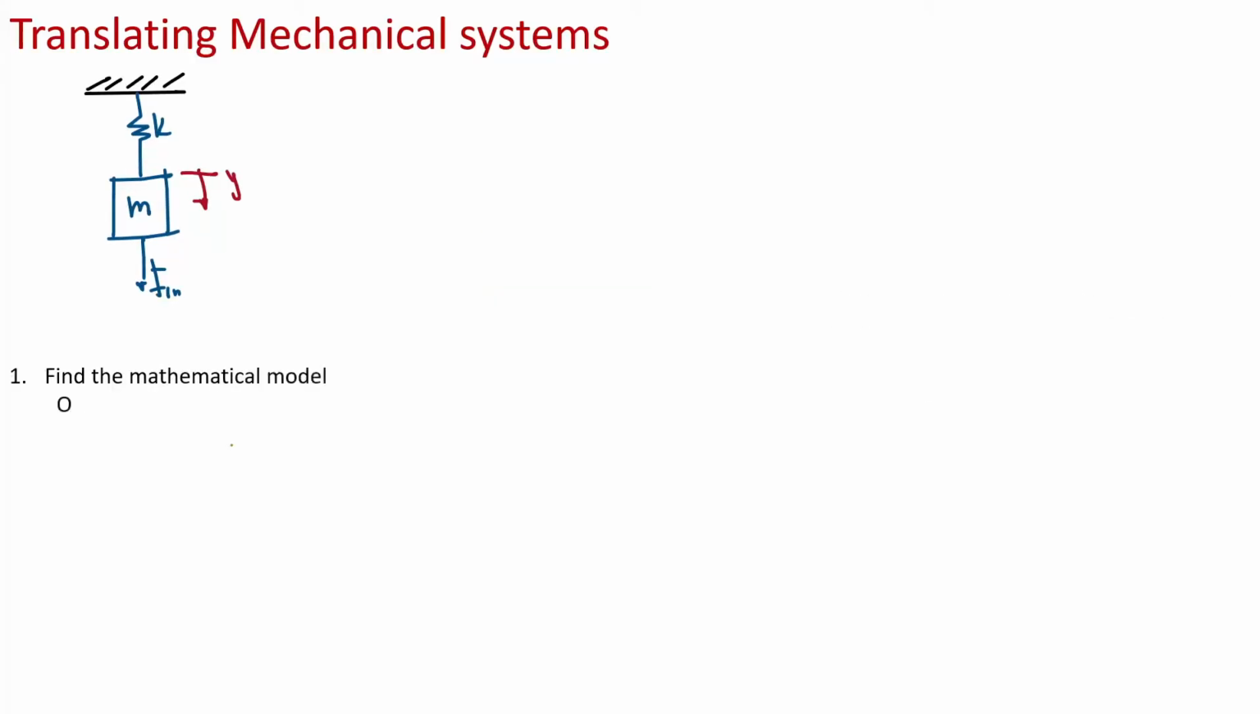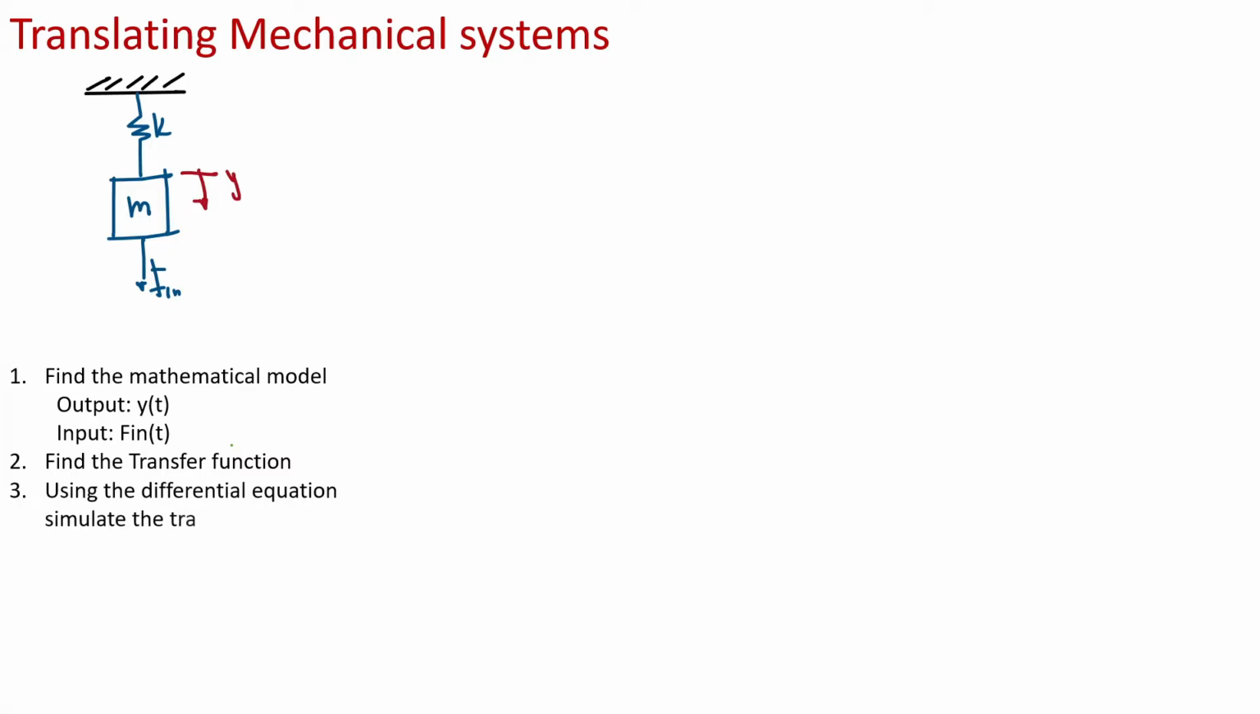We want to obtain the mathematical model of this mass spring damper system, where the output is the position of the mass and the input is a force F. Also, we want to obtain its transfer function and be able to simulate the transient response of the position when a force is applied using the differential equation obtained. We can use Simulink or Scilab to model the system.